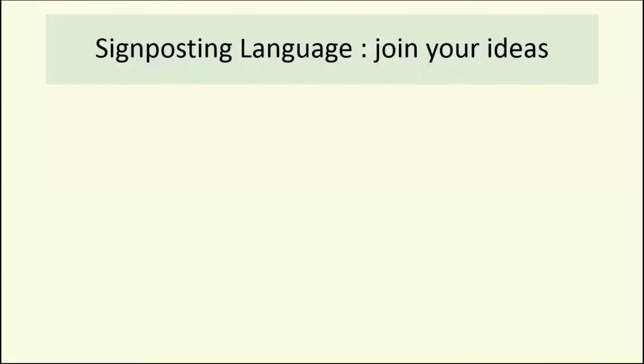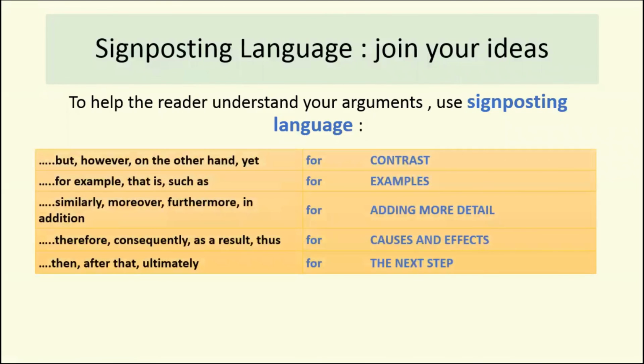Now, signposting language, sometimes just called linking words, linking language. So these are language to join your ideas together. On this slide, you can see on the left, we've got some different words. And on the right, we can see how these words can be used for what purpose. So some words will be for contrasting, some words for examples, some words to add more detail, some words to introduce cause and effect, and some words to introduce what will happen next.